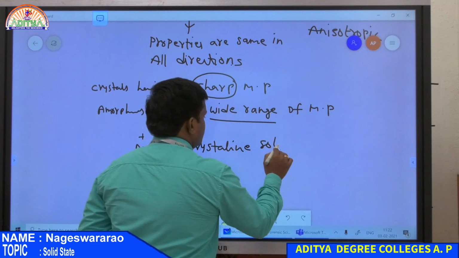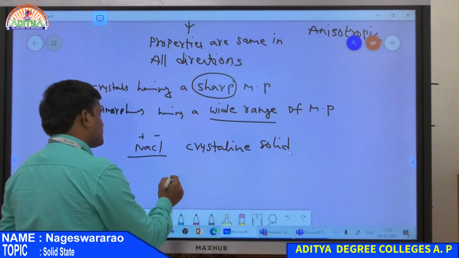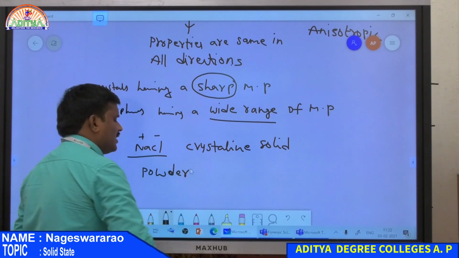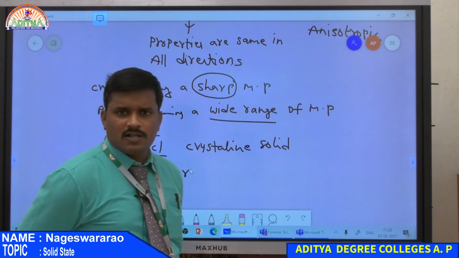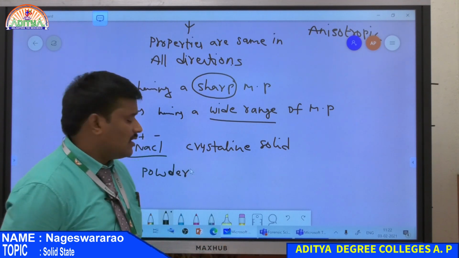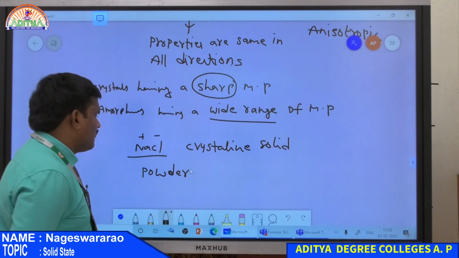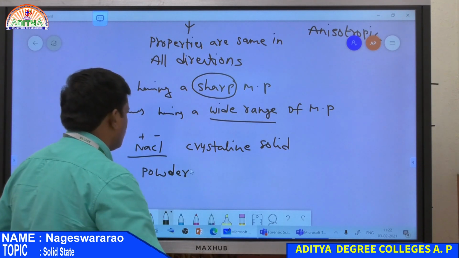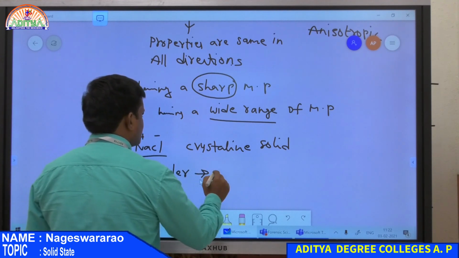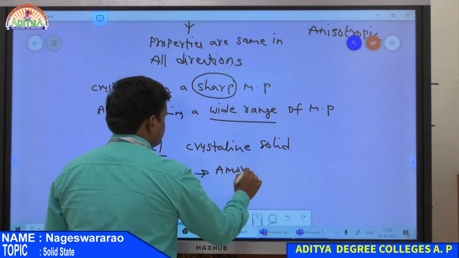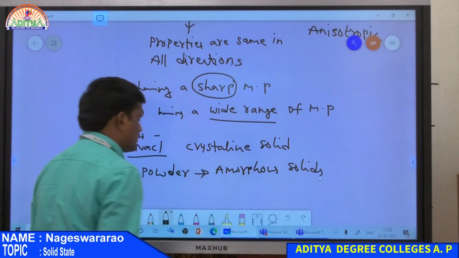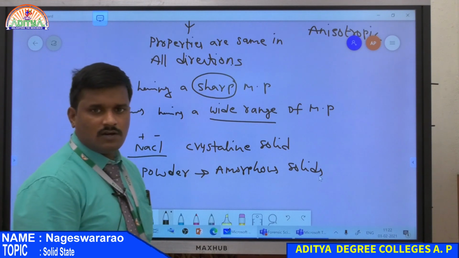Now amorphous examples: any powders. All powders are amorphous, which means they have a geometry, but the geometry deviates based on the container, and they have some particular volume, a wide range of melting points, and are isotropic in nature. All these are examples of amorphous solid characters. So powders are examples of amorphous solids.